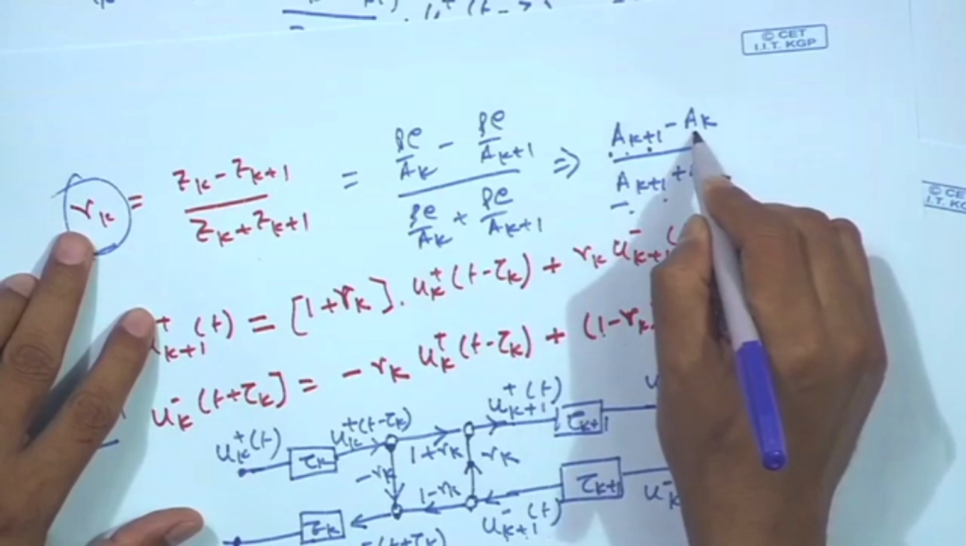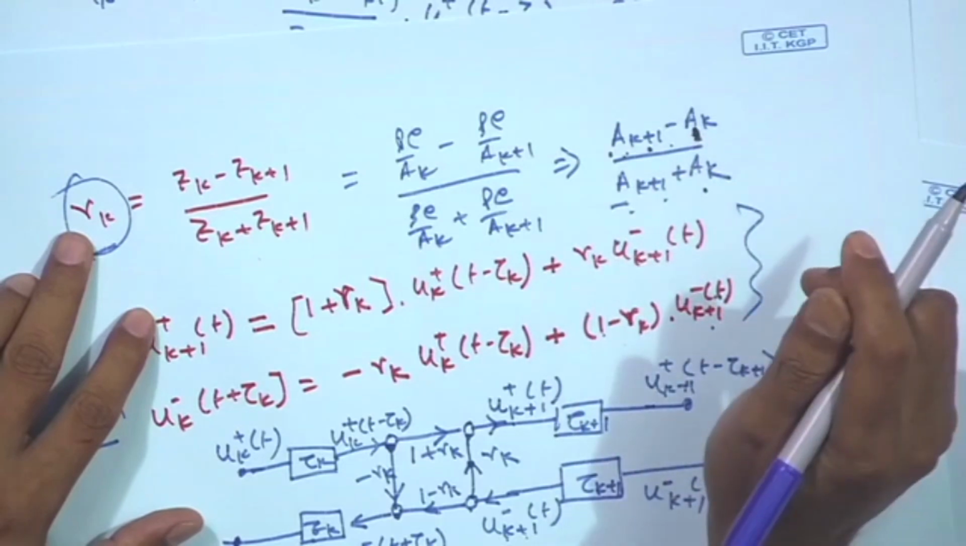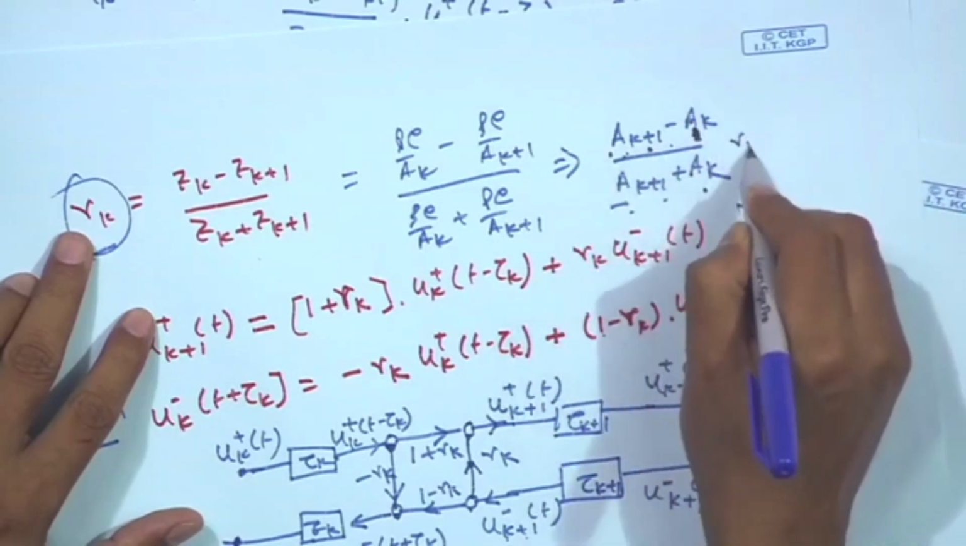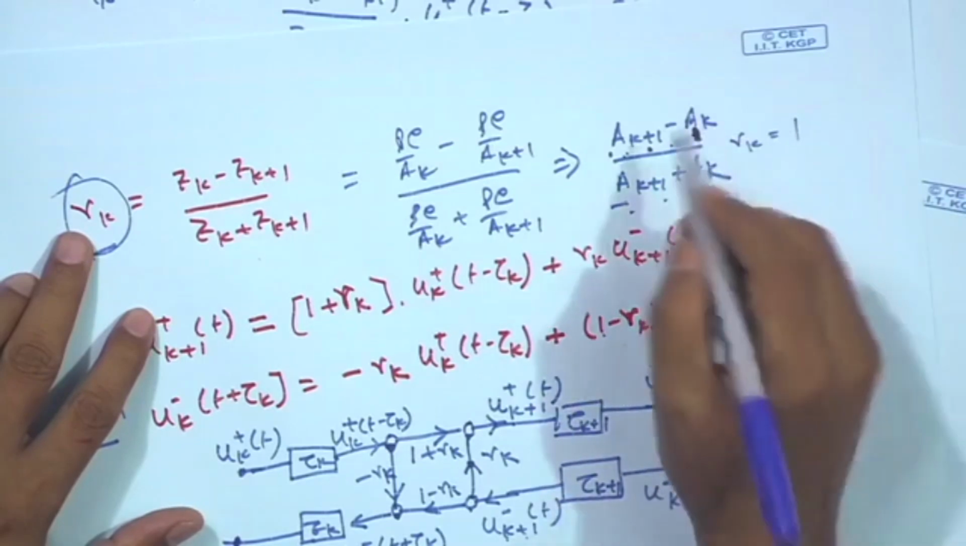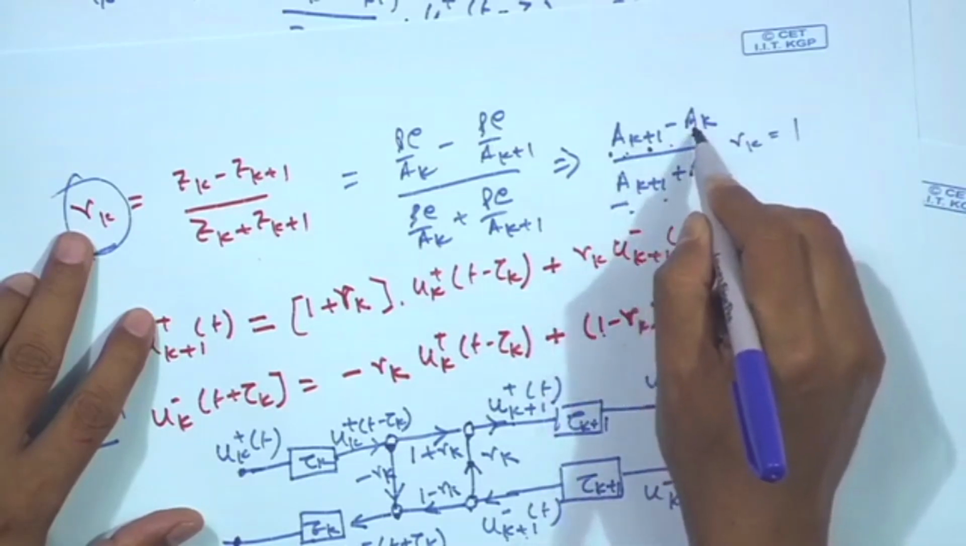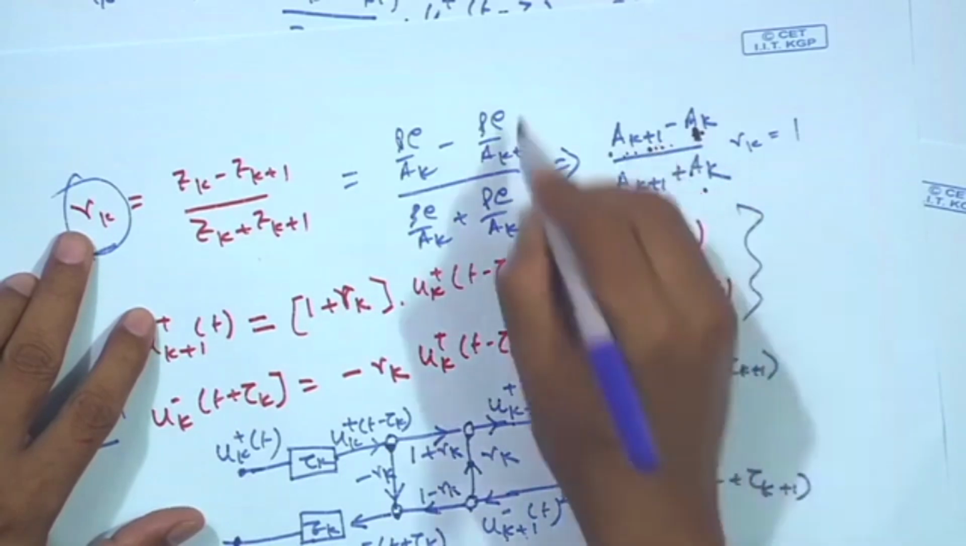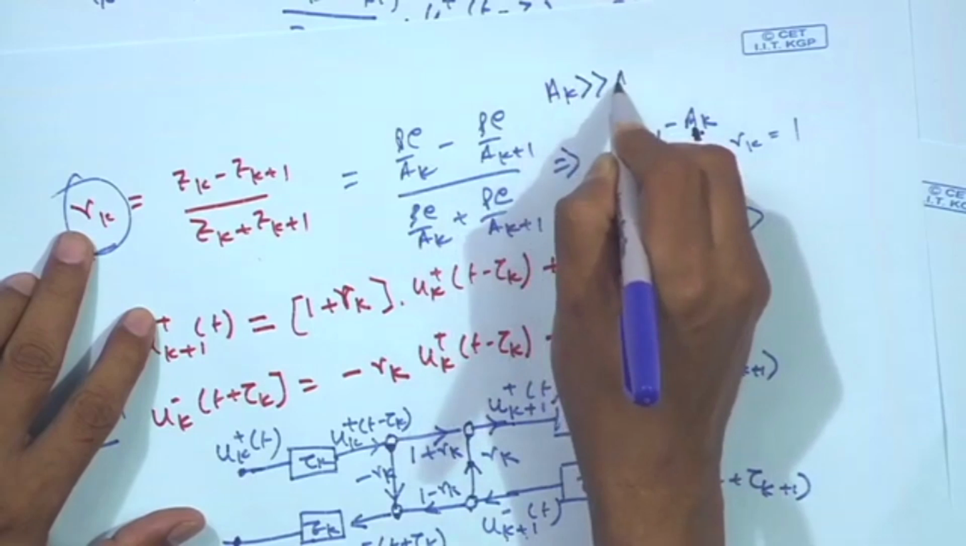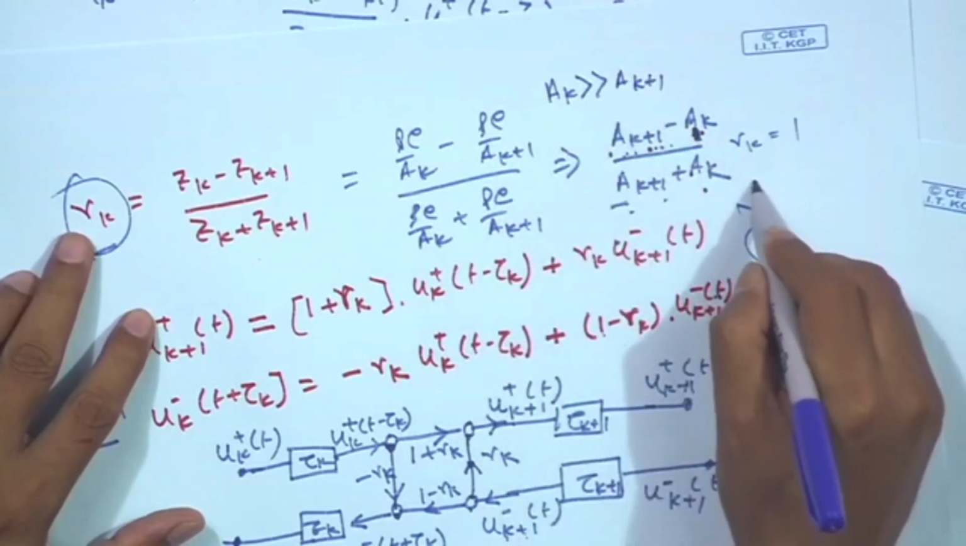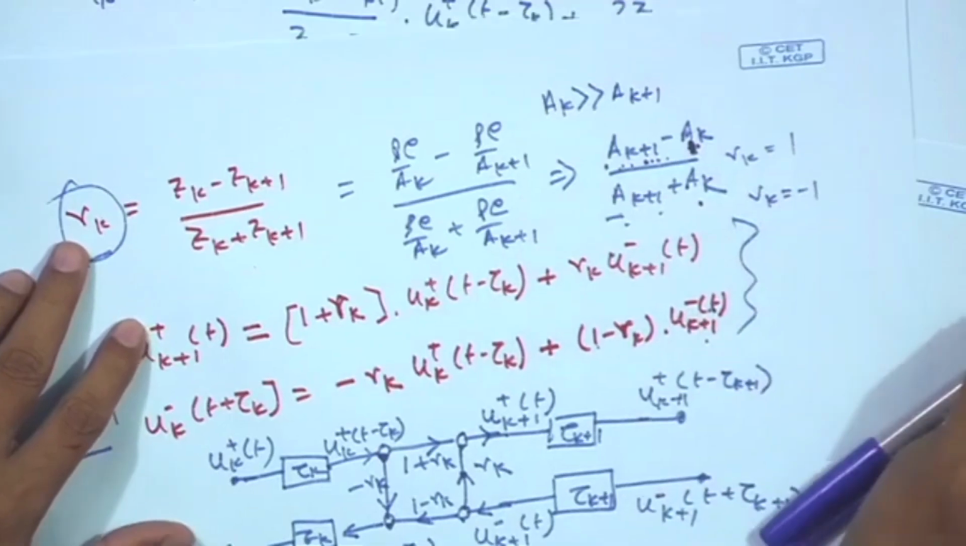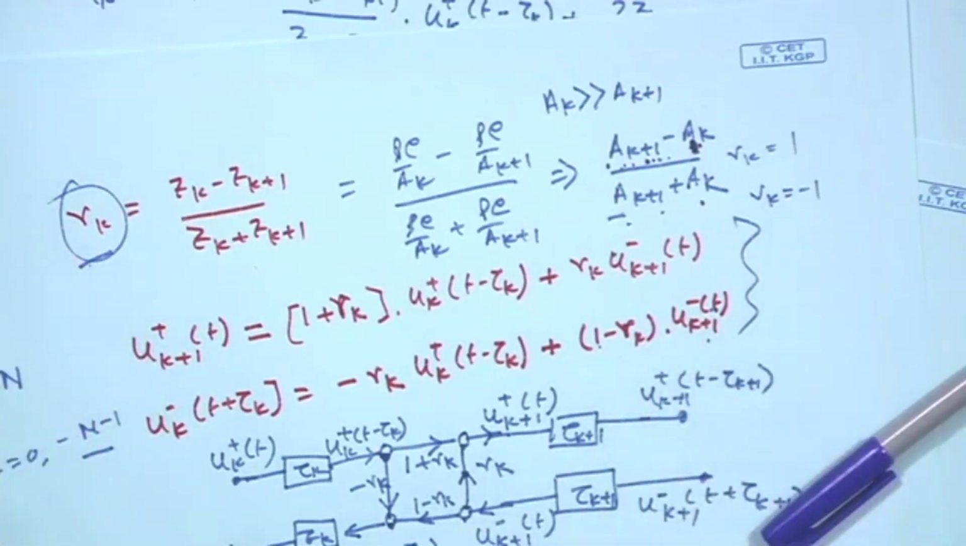If a k is very small compared to a k plus 1, if I neglect a k, then r k will be 1. If a k is very big compared to a k plus 1, or if a k is much greater than a k plus 1, then I can say r k will be minus 1. So, if the cross sectional area of the second tube is much larger than the first tube, at the junction the reflection coefficient r k will be plus 1.